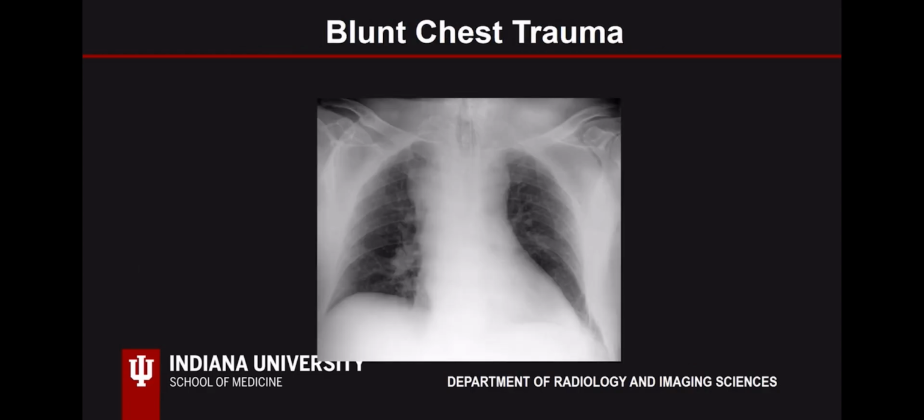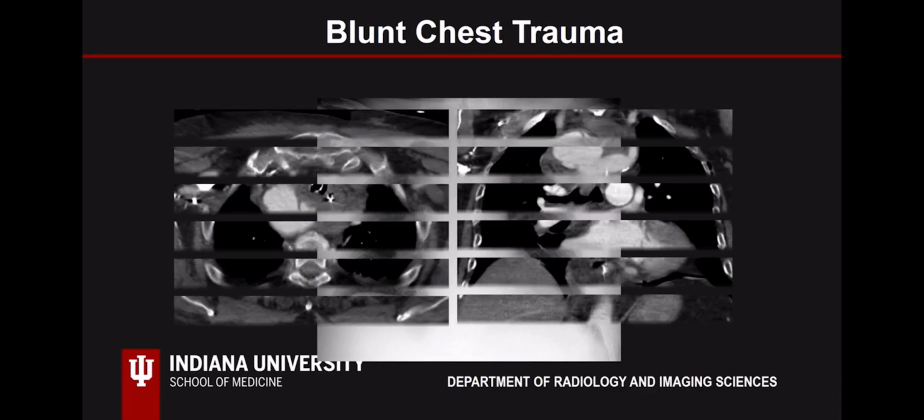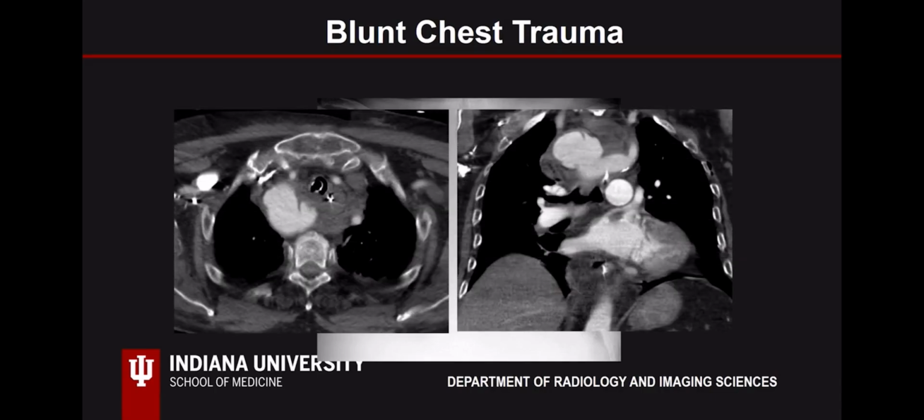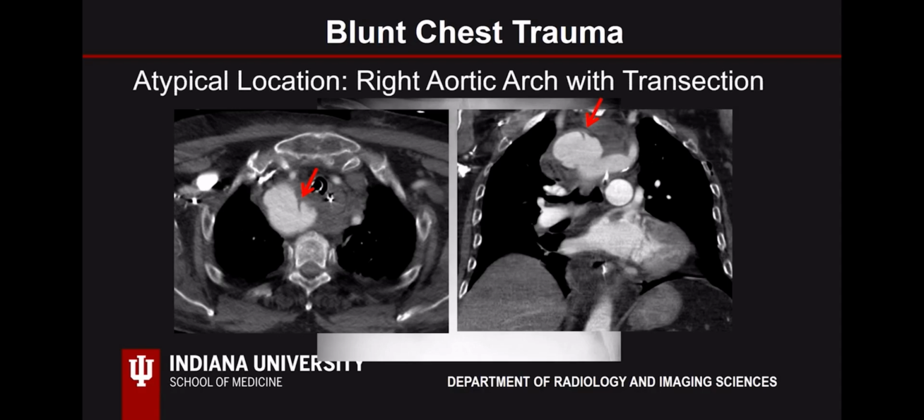Here's a patient with abnormal bulbous contours of the right side of the mediastinum. On CT, the patient has a right-sided aortic arch which is transected. There's a pseudoaneurysm and large amount of mediastinal hemorrhage. So this is unusual because this is a right-sided aortic arch which is transected.